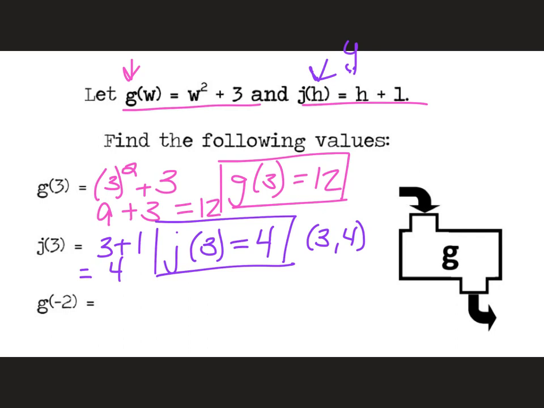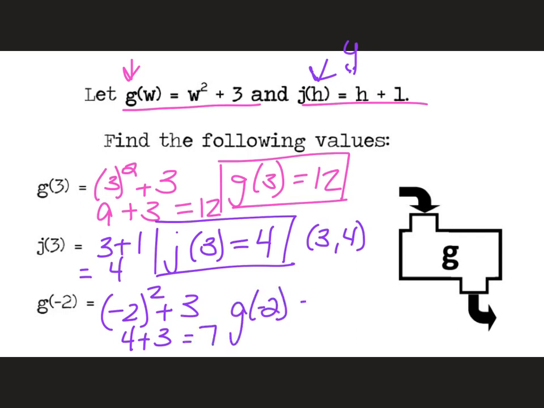Last but not least, g of negative 2. So wherever there's a w, I'm going to put a negative 2, plus 3. So negative 2 squared is positive 4. Positive 4 plus 3 equals 7. So g of negative 2 equals 7.